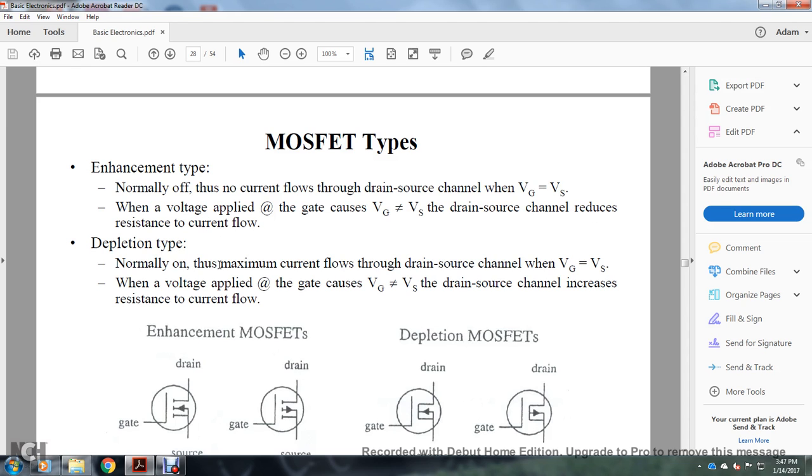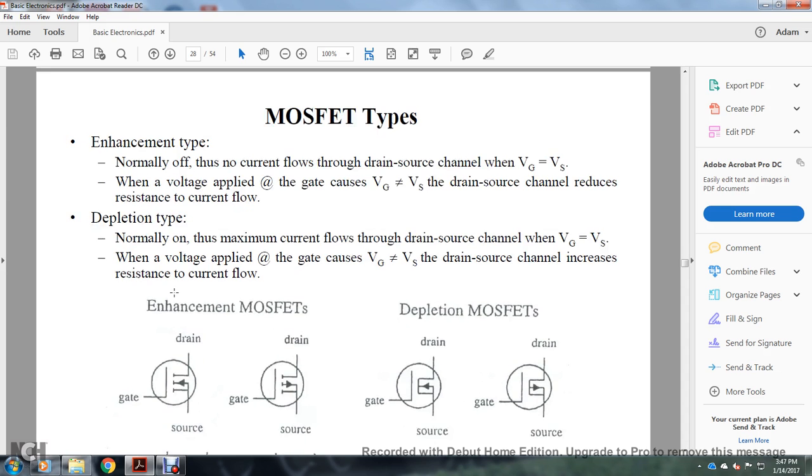Depletion type: normally on, so maximum current flows through the drain-source channel when the gate voltage is equal to the source voltage. When voltage is applied at the gate, so the gate voltage is not equal to the source voltage, the drain-source channel increases the resistance to current flow.